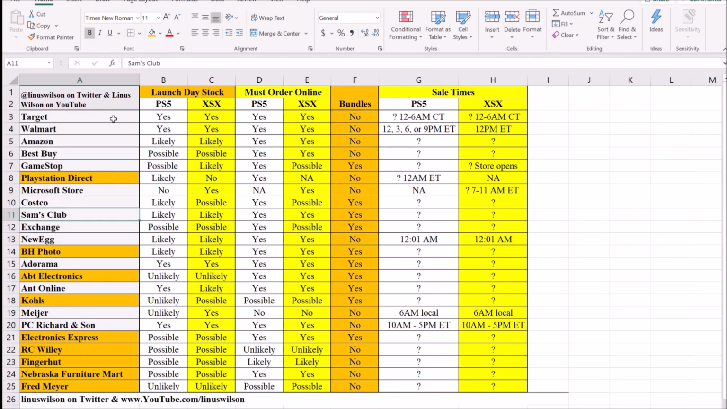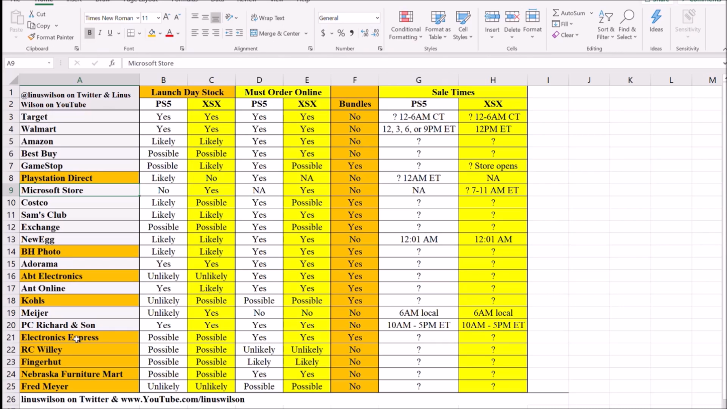So all these gray things are the ones that went up, and then the Electronics Express, RC Wiley, Finger Hut, Nebraska Furniture Mart, Fred Meijer, Kohl's, ABT, B&H. ABT has confirmed they don't plan to have any launch day stock. Of course, PlayStation Direct is not going to sell the Xbox. They're going to sell the PS5. I assume they'll sell it similar to what Microsoft did on November 12th.